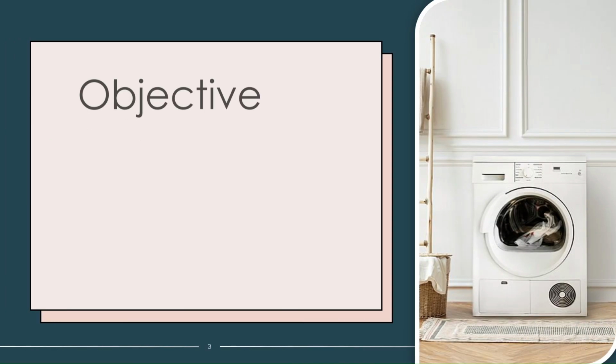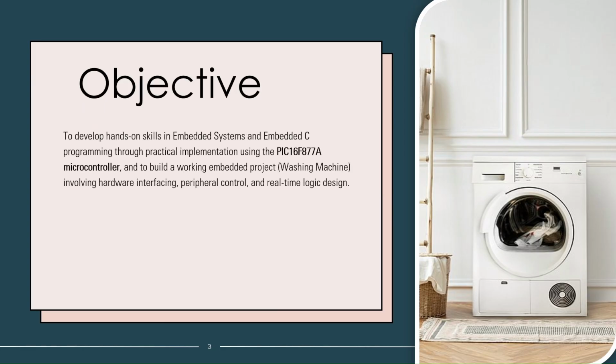Let's start with the objective. The objective of the internship is to develop hands-on skill in embedded systems and embedded C programming through practical implementation using the PIC16F877 microcontroller, and to build a working embedded project like the washing machine we are doing here, involving hardware interfacing, peripheral control, and real-time logic design.